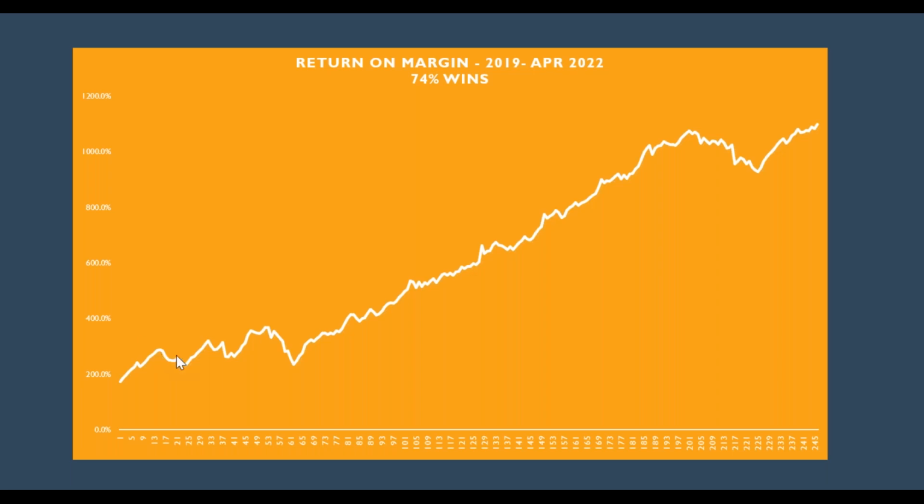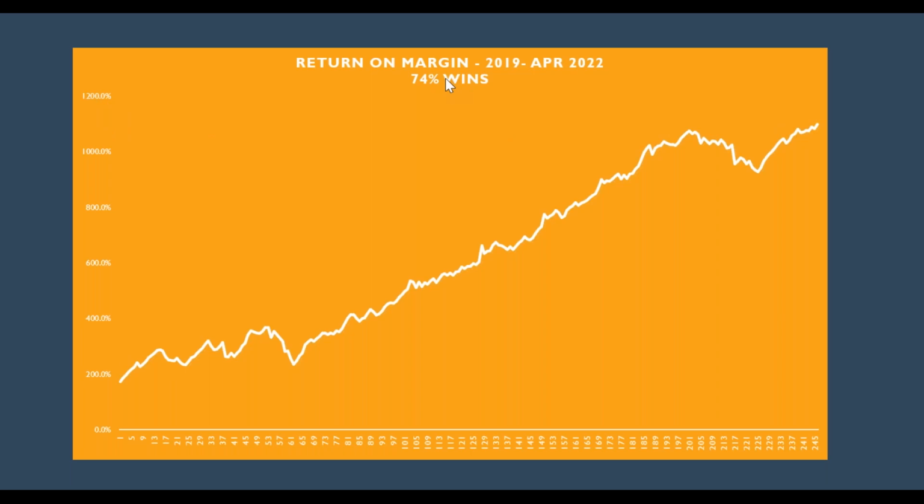And you can see, yeah, there were some bumps in the road. We had some losers. We had some losing streaks. That's part of trading. But this is a robust strategy, and we just continue to execute it. And you can see what kind of returns we have gotten. We're close to 1,200% on margin. Okay. Well, what's that mean?